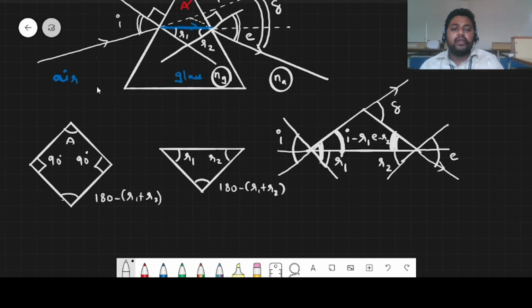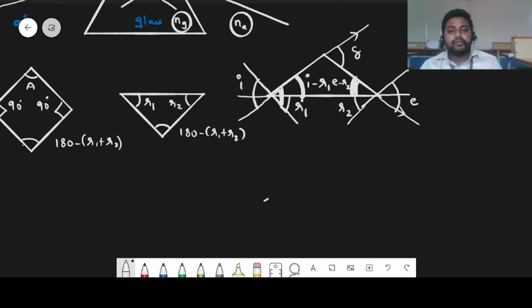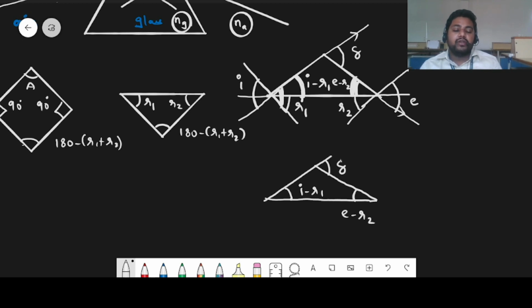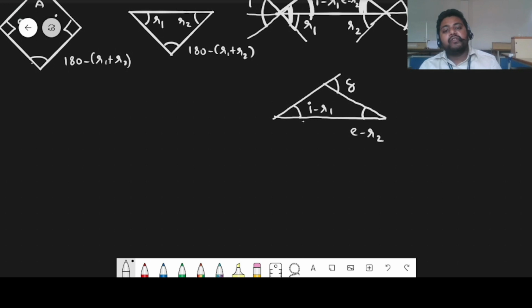Now further, if you are redrawing that, this is I minus R1, and this is E minus R2, and this is your angle of deviation. You know from the general concepts of triangle, the sum of the two internal angles is equal to the third external angle. So deviation δ can be written as I minus R1 plus E minus R2.